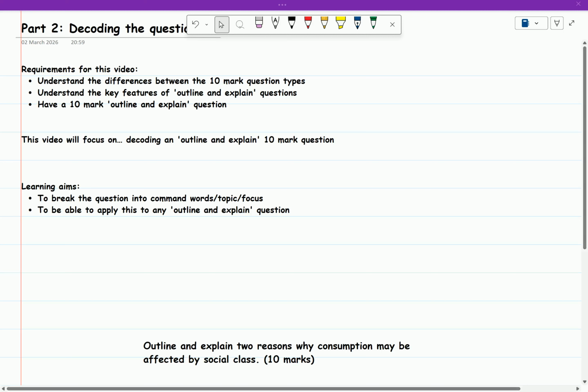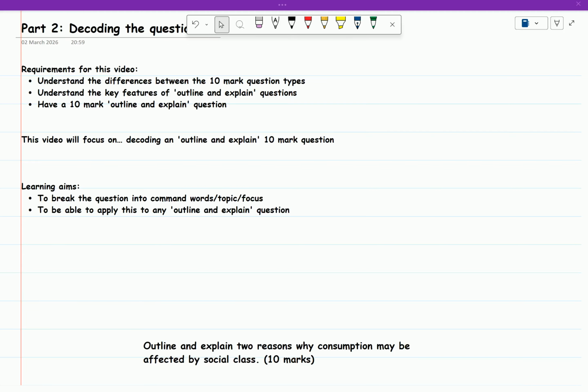All right, welcome to part 2 of the video series where we spend some time looking at decoding the question. Now, just to pause it really quick before we start, there's going to be some requirements for this video, and these requirements were covered in part 1 where we spent some time understanding the different types of 10-mark questions. So really quick, if you're watching this and you're going to engage with the content, what I need you to be able to do or have is understanding of the differences between the 10-mark question types.